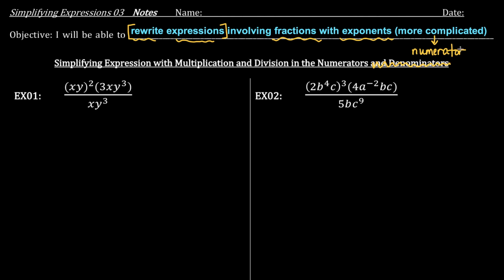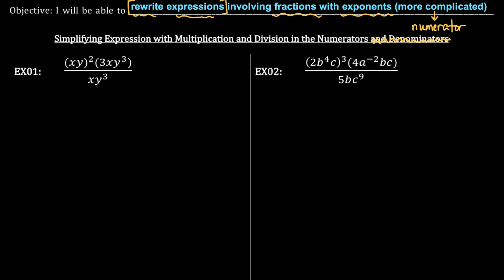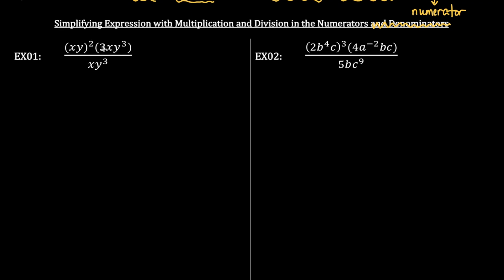All right, so in example 1, we have xy to the second power, or xy squared, times 3xy to the third power over xy to the third power. Remember, there's a times right there. First thing I would do is look at the numerator and do any math that you need to do. Simplify this, and act like this xy to the third doesn't even exist. So, xy to the second.